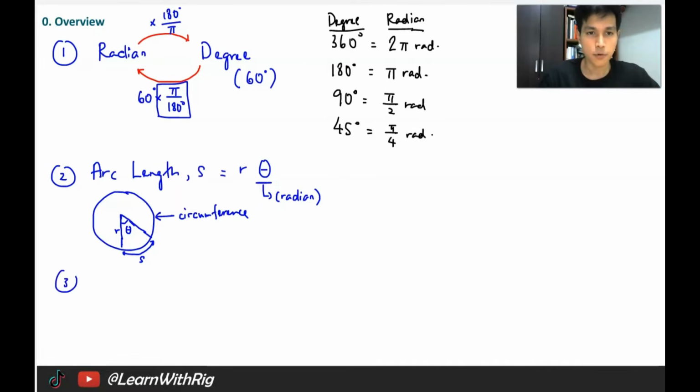What about the third point? The third point you have to know is area of sector.